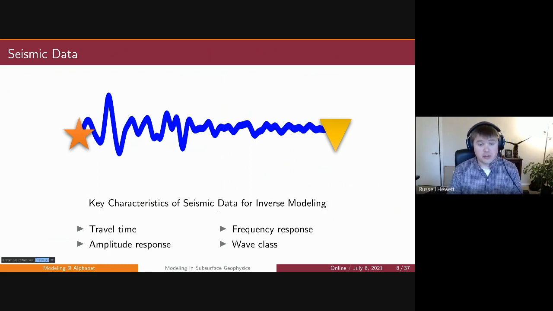We can also look at the amplitude response and understand how the amplitude of the wave is impacted by the structure of the subsurface that it has to pass through, and similarly also the frequency response of the data. And then lastly, and I'm not going to talk much about this, but within these, you can also extract different information about the waves themselves, whether they're primary or secondary waves, or pressure or shear waves, P or S waves, whether they're converted waves, whether they're surface waves. All these sorts of things inform you differently about the physics and can be used differently to construct new models.